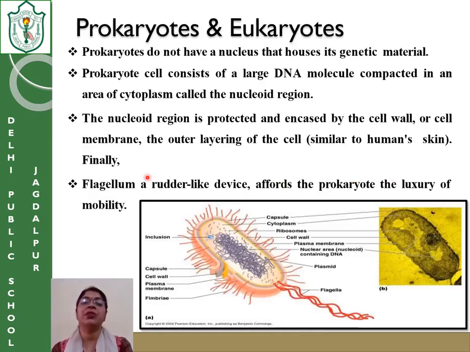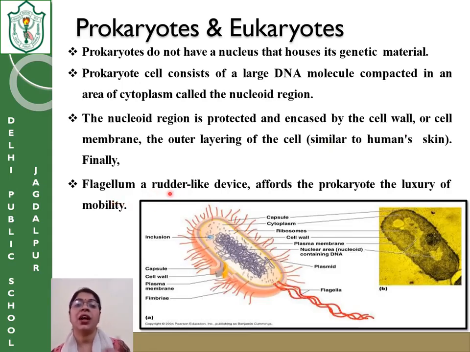Now, some more differences between the prokaryotes and eukaryotes. Prokaryotes do not have a nucleus, so the genetic material is housed in the nucleoid region. A prokaryote cell consists of a large DNA molecule compacted in an area of the cytoplasm, and that area is called the nucleoid. The nucleoid region is protected and encased by a cell wall or a cell membrane, the outer layer of the cell, like human skin.